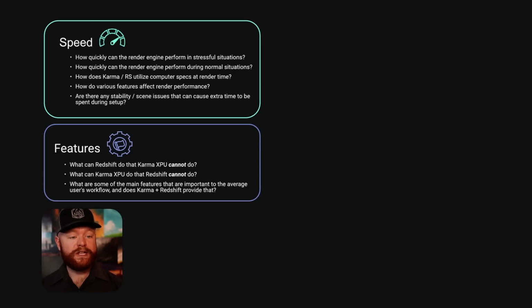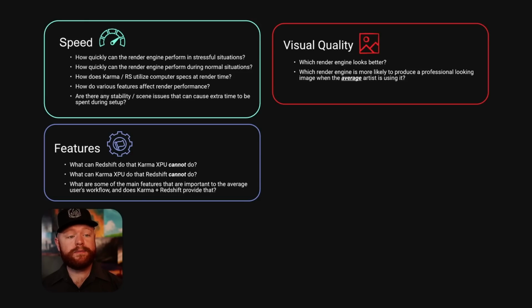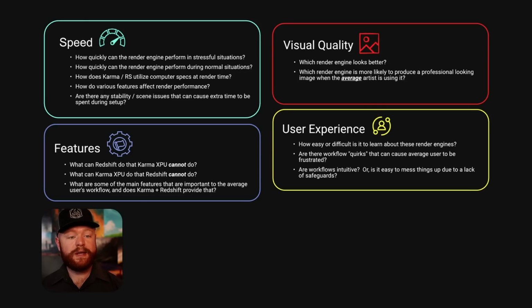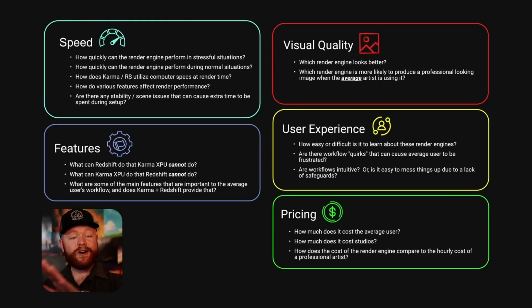Now, in order to do a proper assessment of these render engines, I've broken this down into 5 main categories: speed, features, visual quality, user experience, and pricing. These are the main factors that ought to go into one's decision making when determining which render engine is best for the situation. And that is why we're going to be judging both Redshift and Karma based on these factors.